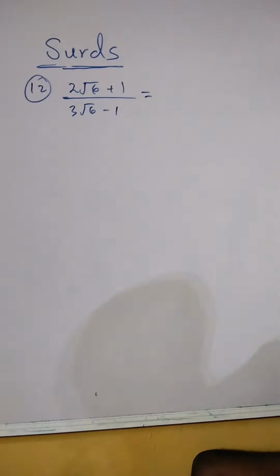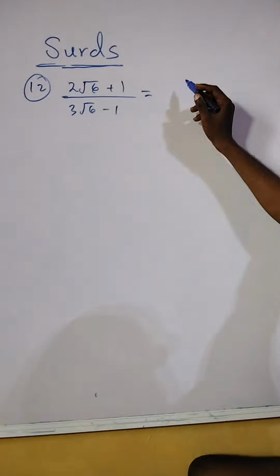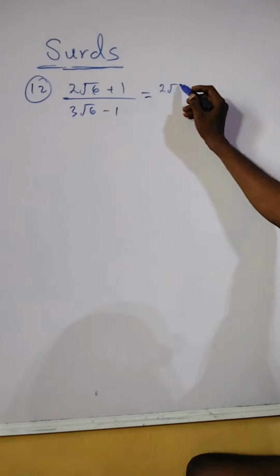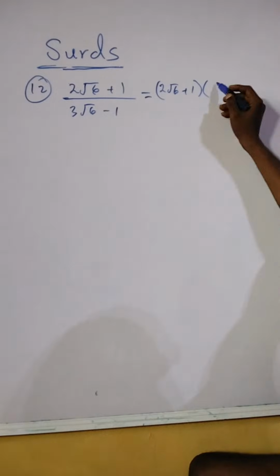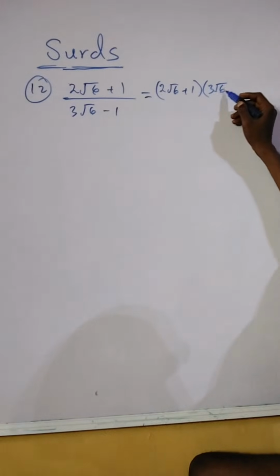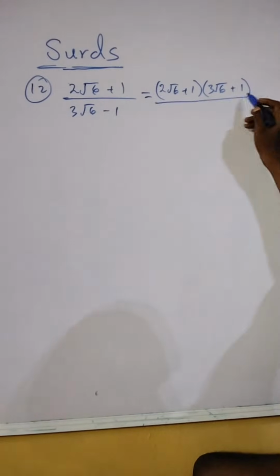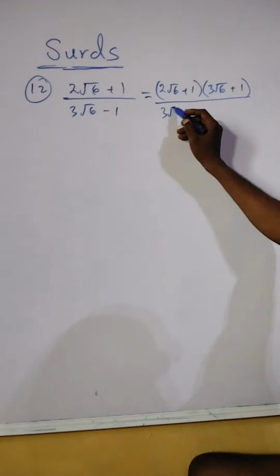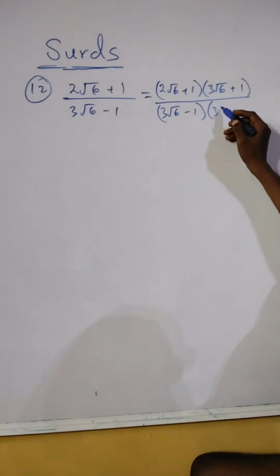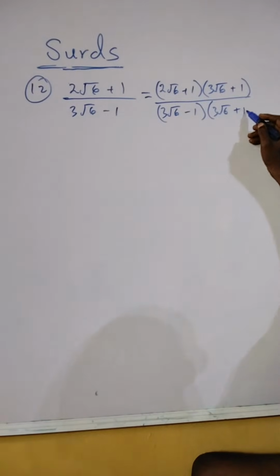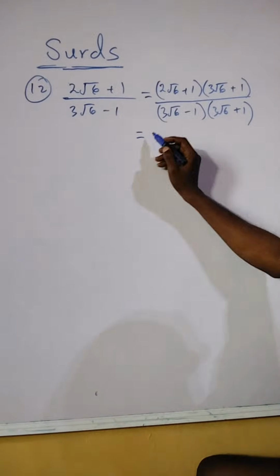We rationalize this sort as well, multiplying the numerator and denominator by the conjugate of the denominator. So here we have 2 root 6 plus 1 times, here we have 3 root 6 plus 1 as a conjugate here, divided by also 3 root 6 minus 1 times 3 root 6 plus 1. Then also we expand this bracket.